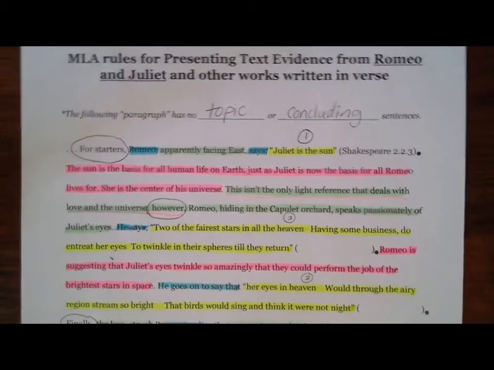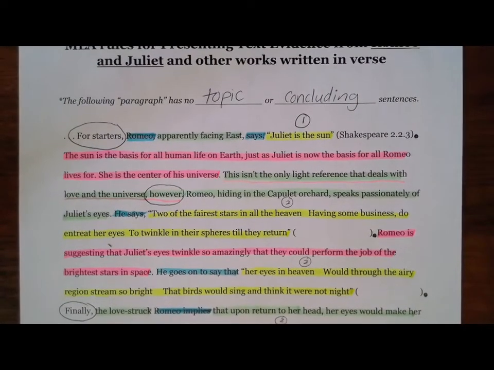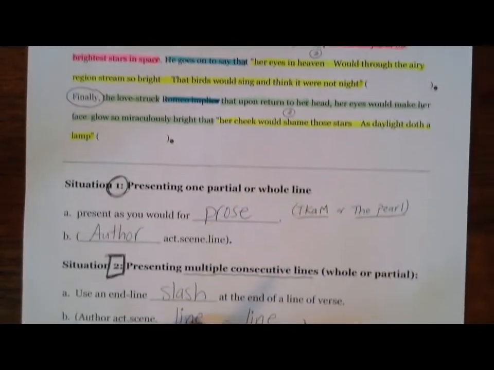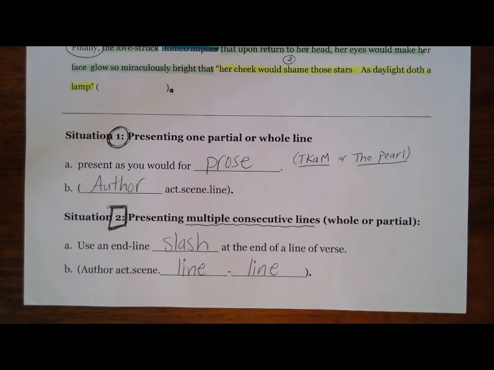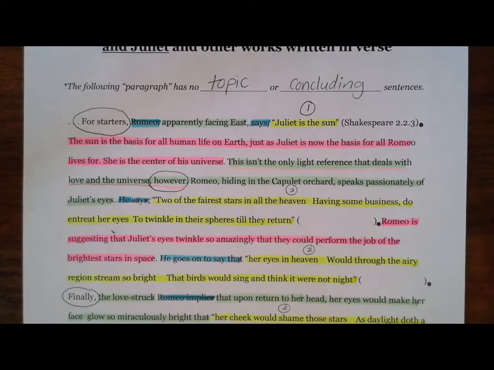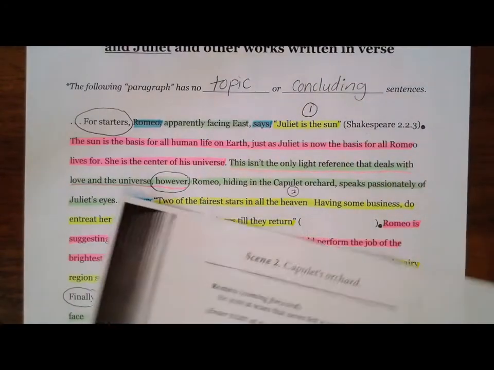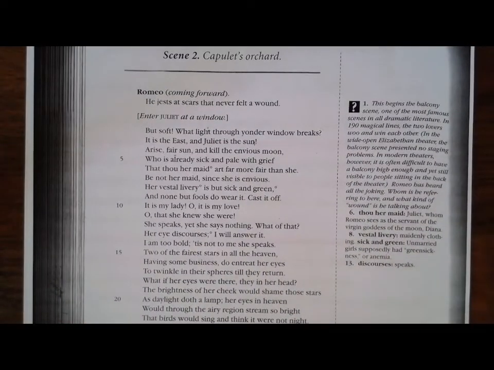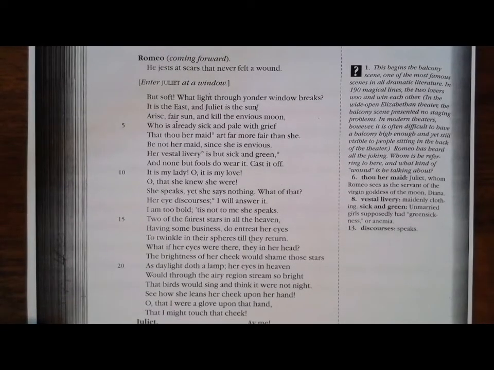Now, in situation 2, where we are borrowing multiple consecutive lines, the situation looks like this, where we use slashes at the end of a line of verse. I'll show you that in just a second. And in this case, instead of just being a single line, it's like this line through this line, almost like you would with pages, this page to this page. So in this first example of situation 2, where we're dealing with multiple consecutive lines, I don't know if you can see or not, but this particular passage starts here.